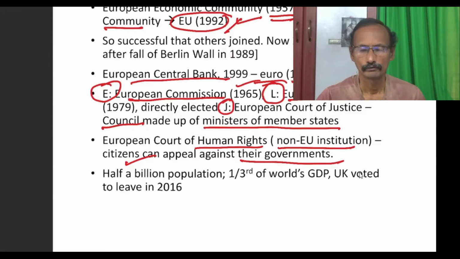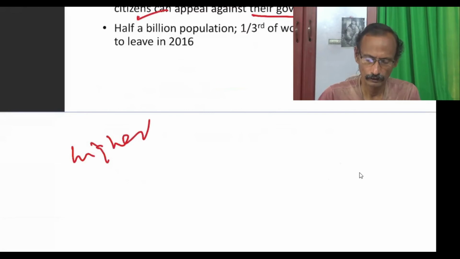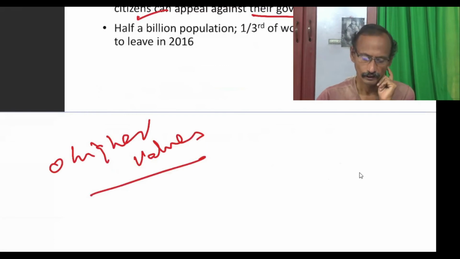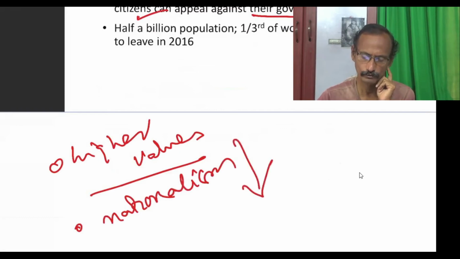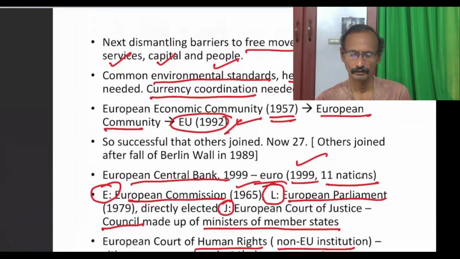So, at a very high level, I would say these institutions represent higher values by which mankind should live. And nationalism is contained, or hugely down. So the nations who bitterly fought among themselves could now create one currency union. And now it has 27 countries.